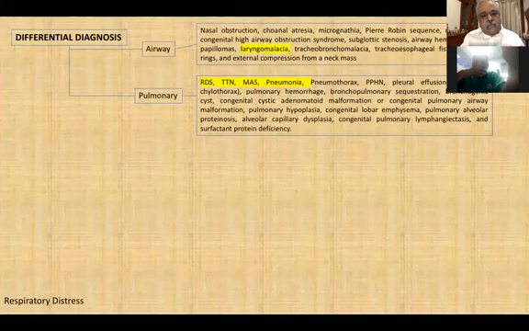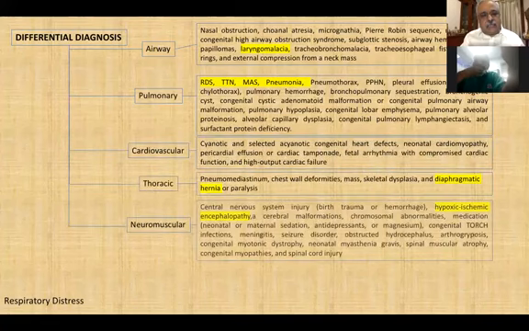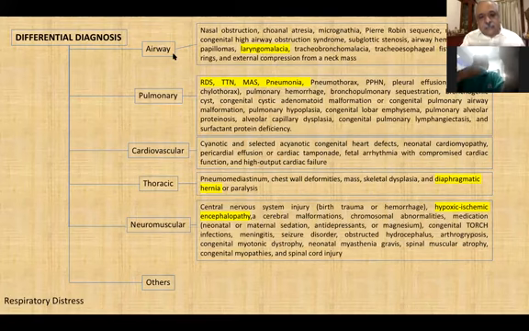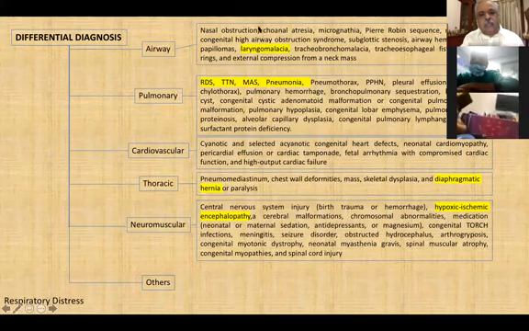But if you now see any baby with respiratory problems starting at birth, you have a situation where it could be in the airway. You have at least 15 conditions which can cause obstruction in the airway. You can have nasal obstructions, choanal atresia the babies can be born with. Lots of times they have micrognathia. But the commonest is still laryngomalacia, which causes respiratory problems at birth.